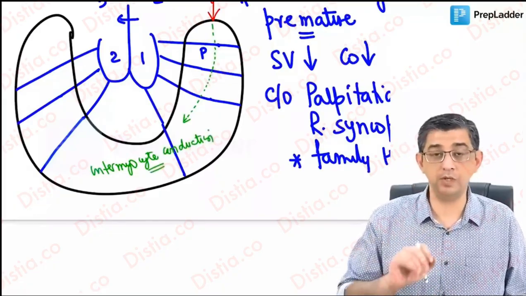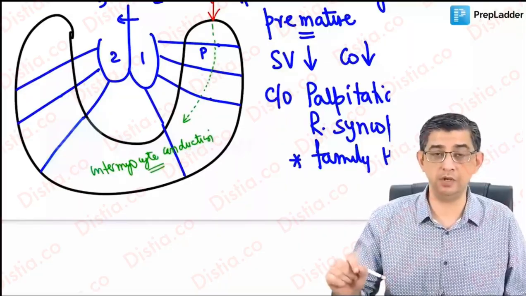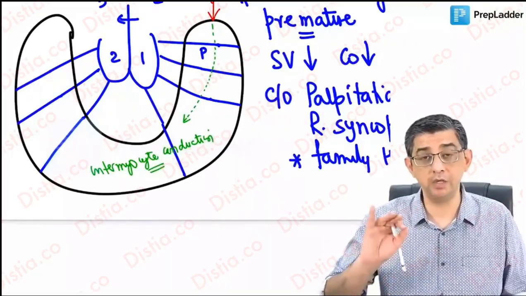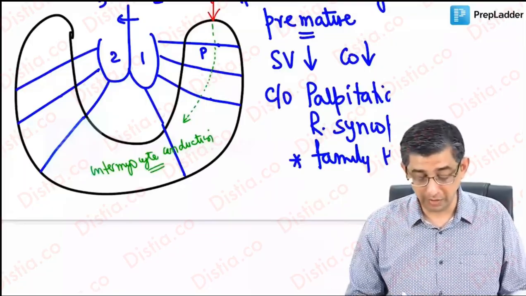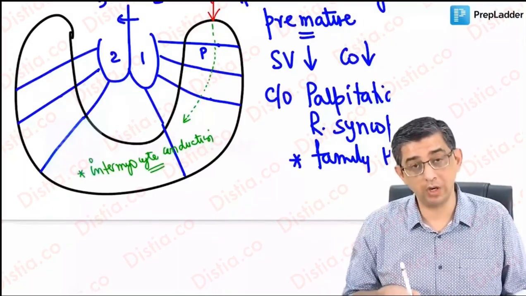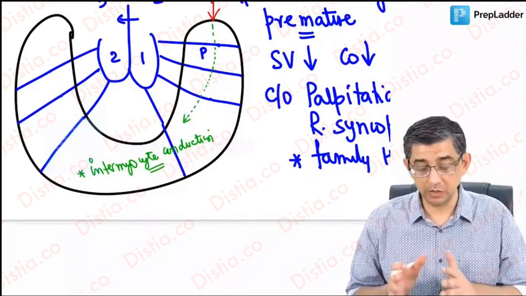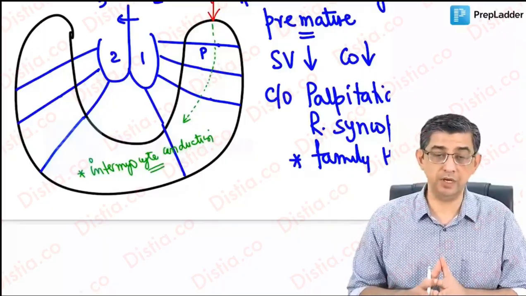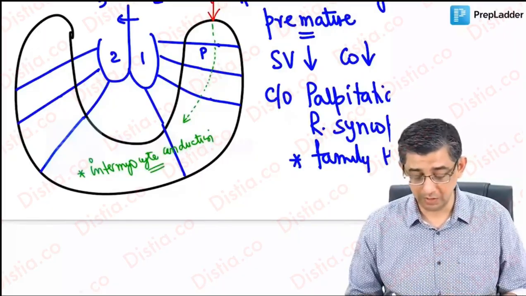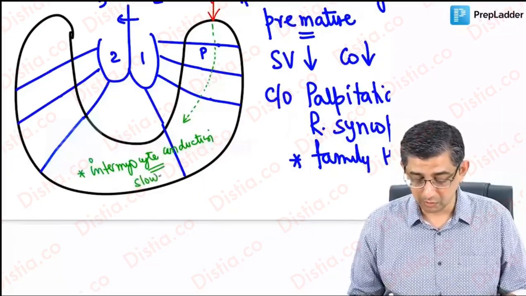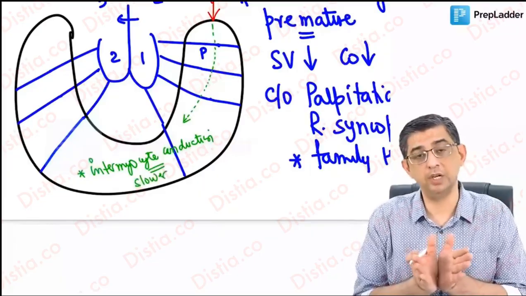Remember, the physiology guy would have always said the fastest conduction fiber in the heart is Purkinje. Everything else is slower than Purkinje. Therefore, because intermyocyte conduction is slower, inside the ventricles the current will be flowing relatively slower, so the QRS complex duration will be affected in these patients. The QRS complex will tend to become relatively broader in this condition.